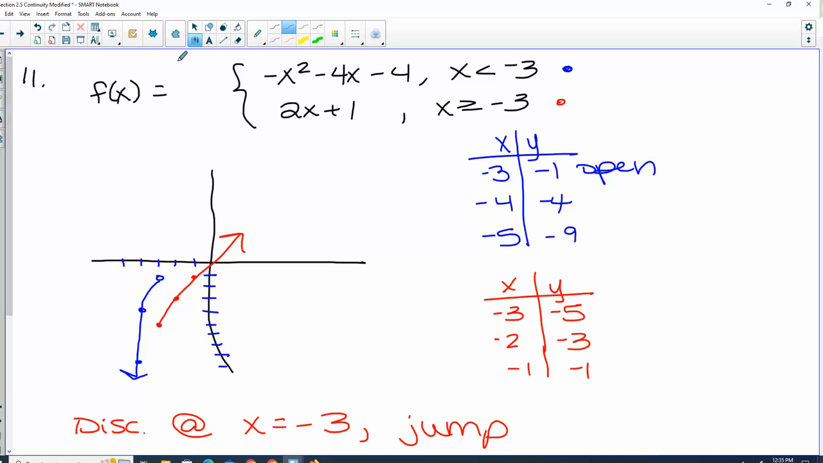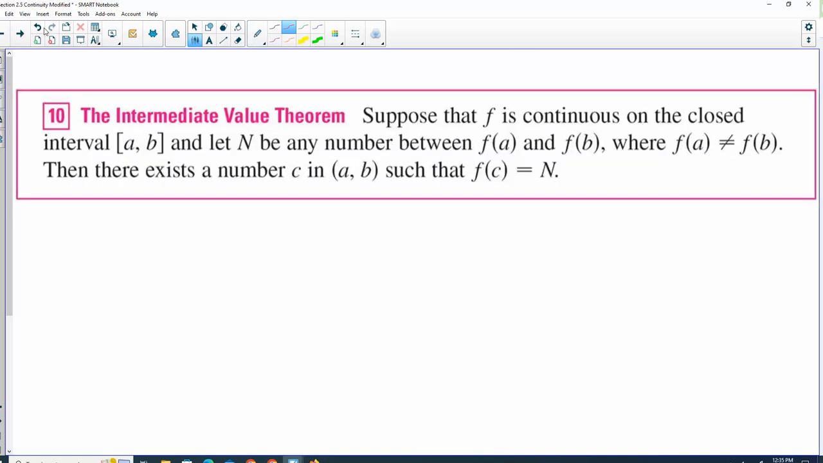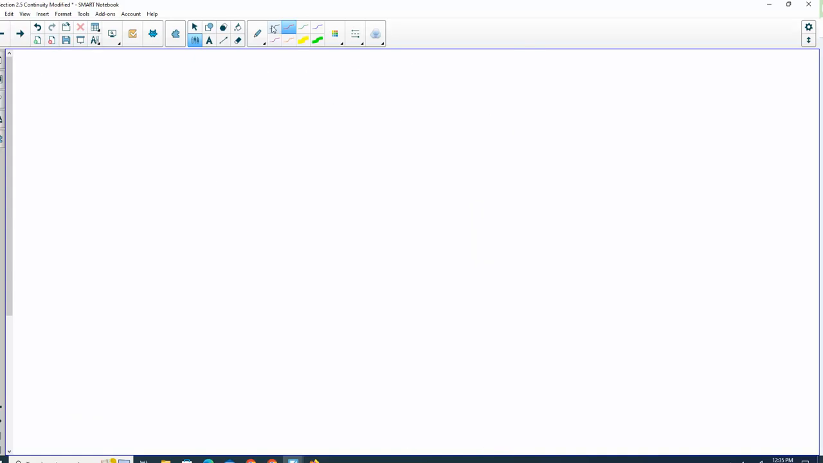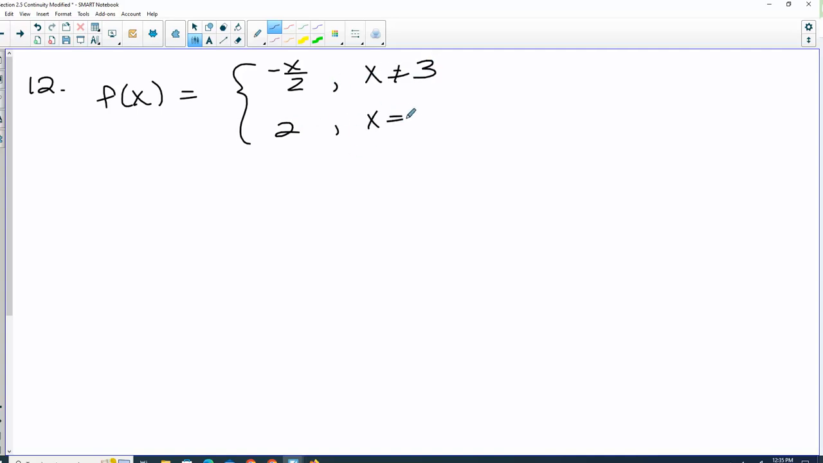Let's look at number 12 together, and then I'm going to have you guys try the next two on your own. So number 12. X over 2 when x is not 3, and 2 when x is 3. Totally got excited about a line, but it wasn't even real. Okay, so not equal to 3.